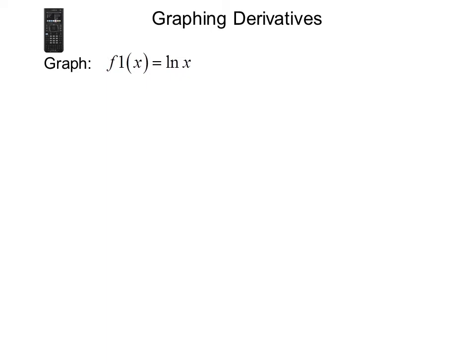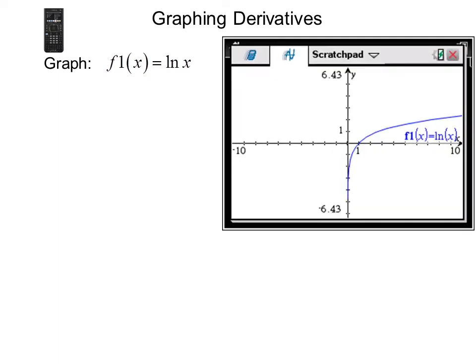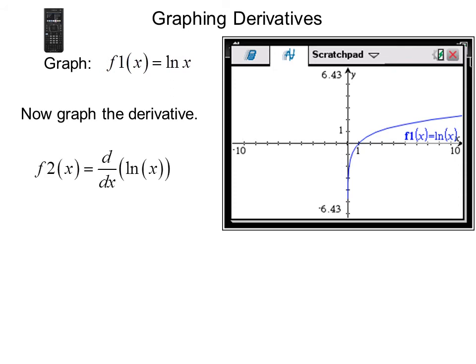Now let's look at graphing derivatives. First, let's graph the function f1 of x equals ln x. So here we have the graph of ln x. Now graph the derivative. We have f2 of x equals the derivative with respect to x of ln x. And we find the derivative template most easily by using the shift minus sign shortcut.